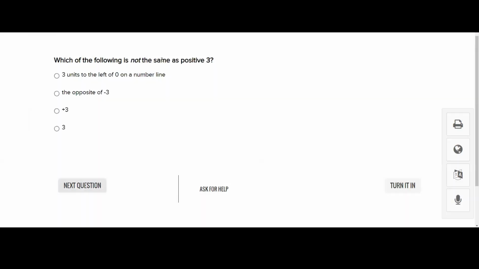Which of the following is not the same as +3? 3 units to the left of 0 on a number line. No, that's -3. So 3 units to the left of 0 is not +3. The opposite of -3 is +3. Which comparison is correct? 7 less than 3? No. -2 is greater than -7. That's correct.